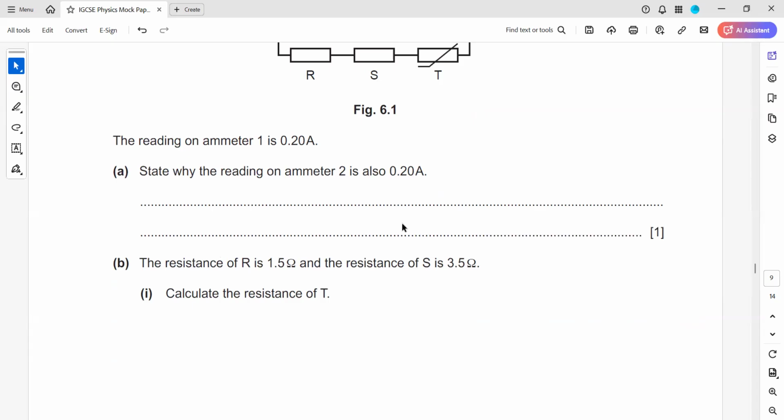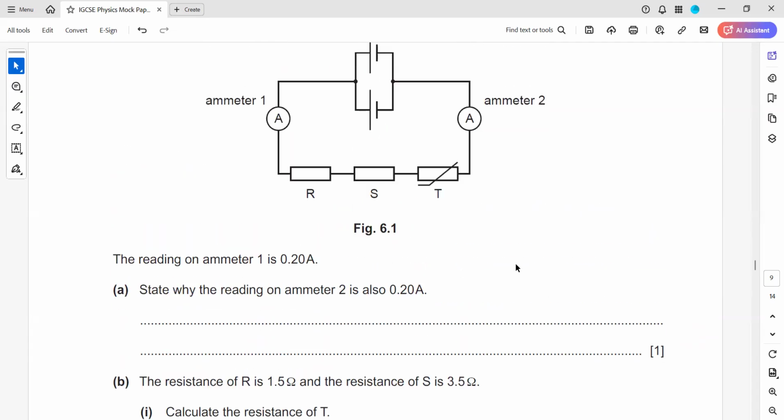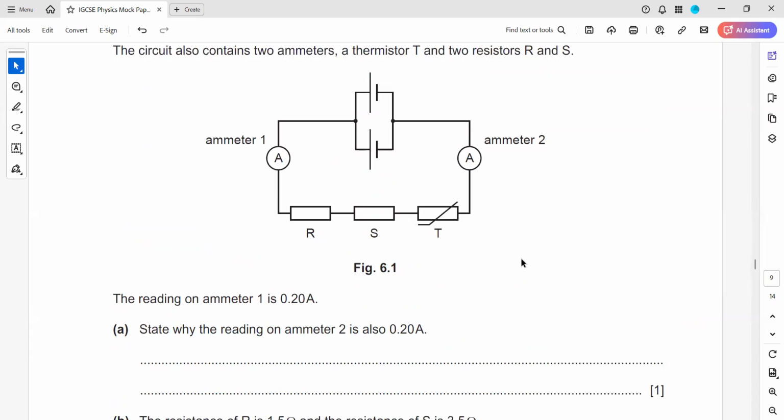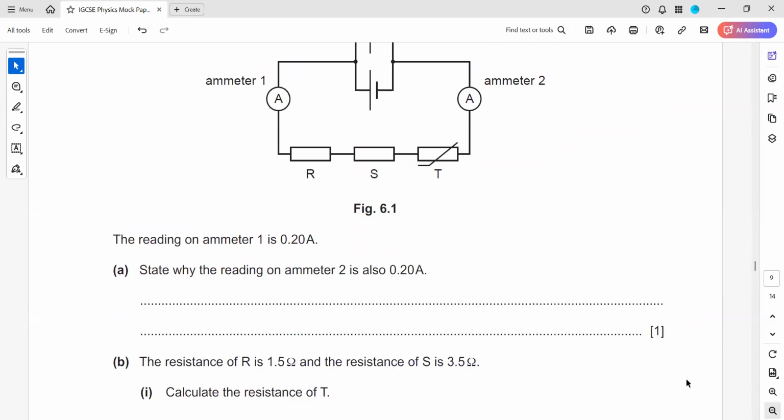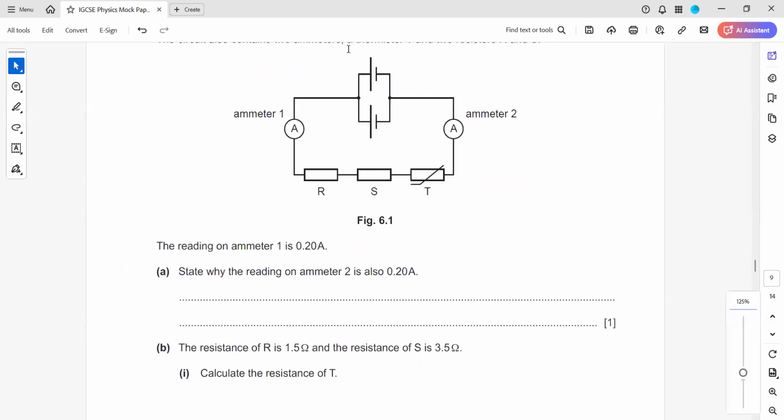The next is the resistance. Resistance R is 1.5 and S is 3.5. Yeah, the current is the same, so let's calculate the resistance of T. How can we work out the resistance of T? They mention that this is 1.5 ohm and this is 3.5 ohm.